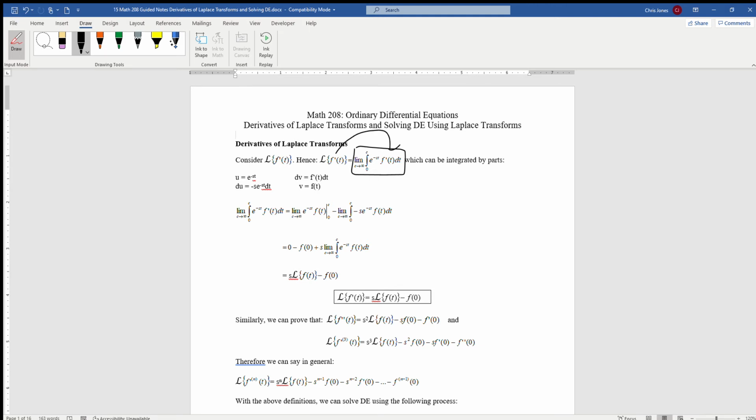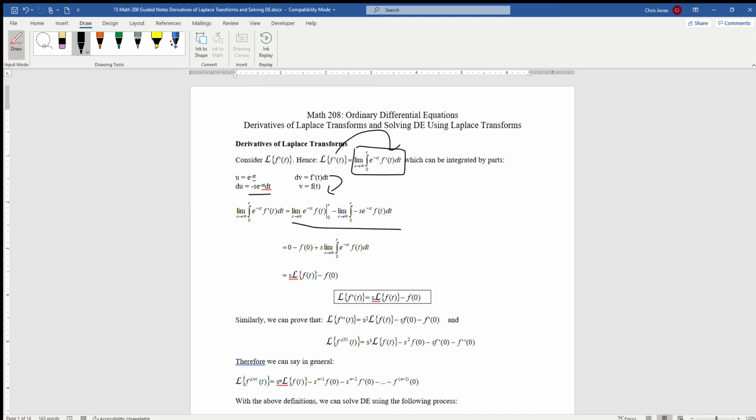And one of the techniques we used a couple times was integration by parts. So by integration by parts, if u is equal to e to the minus st, then du is minus s e to the minus st dt. And if dv is f prime of t dt, then v just goes back to the original function. And so we can substitute back in for our uv minus the integral of v du right here.